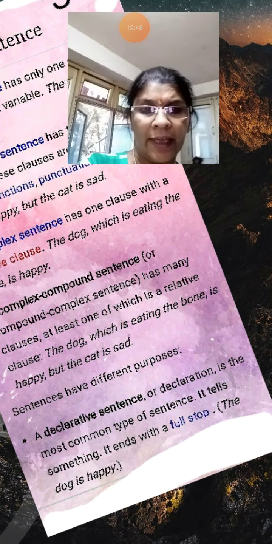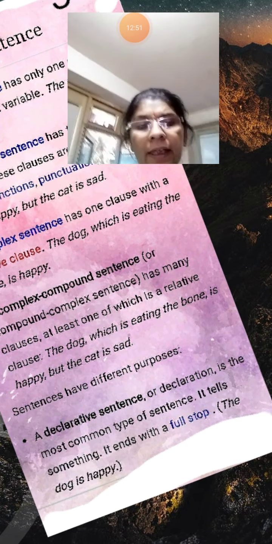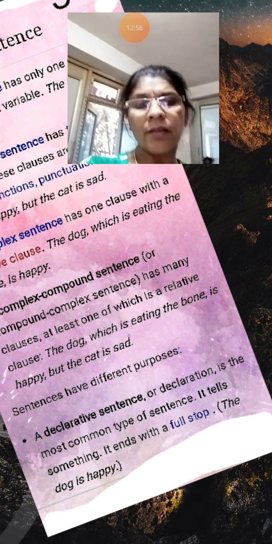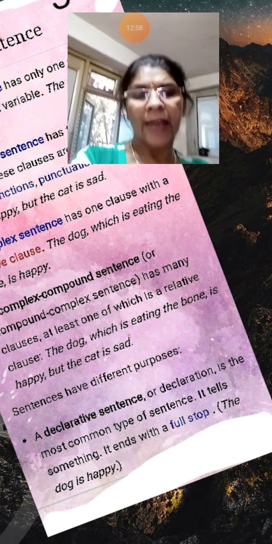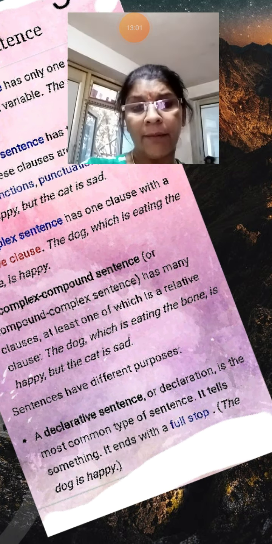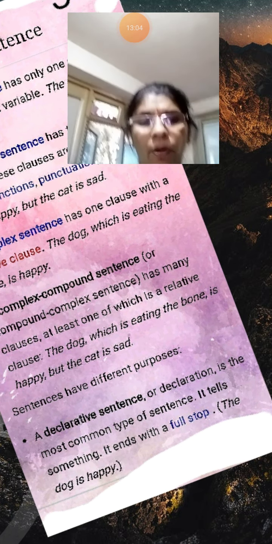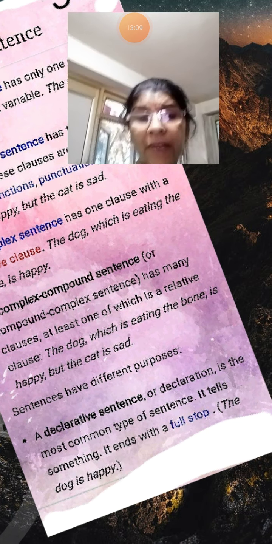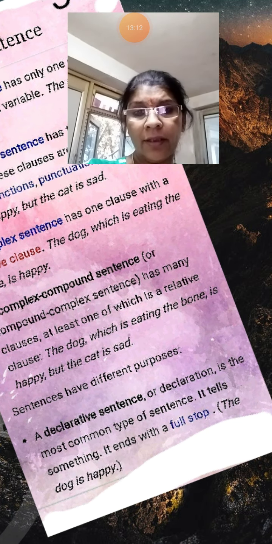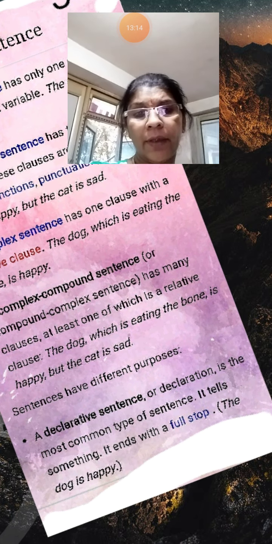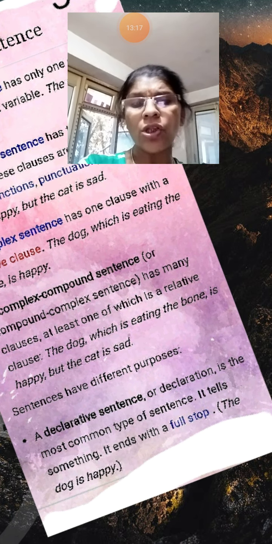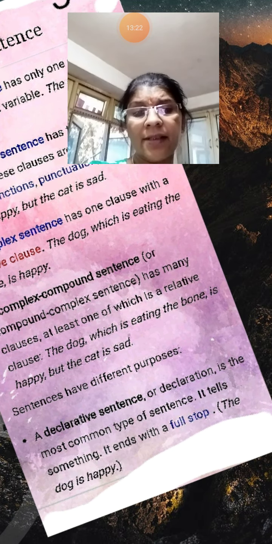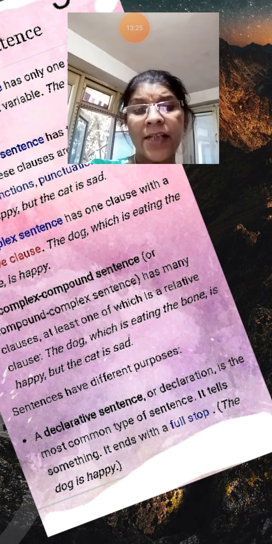A declarative sentence or declaration is the most common type of sentence. It tells something. It ends with a full stop.